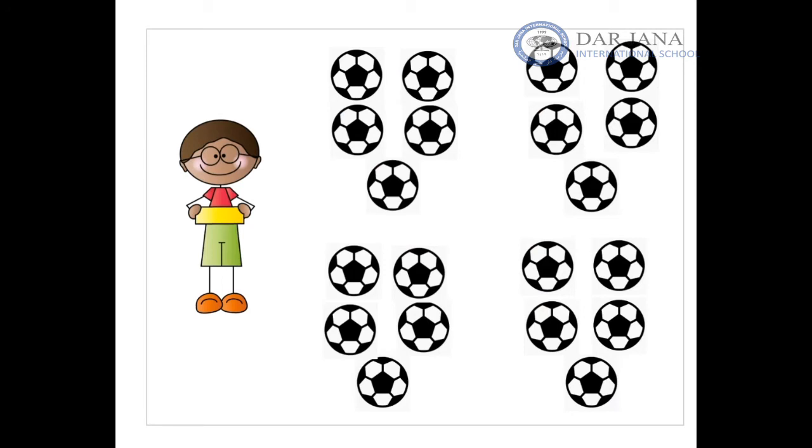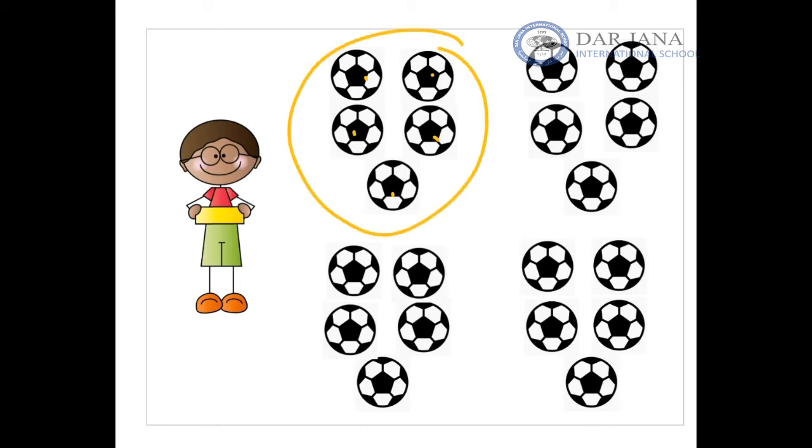I have 20 soccer footballs, and I want to put 5 footballs in one bag. So I want to share these footballs equally into different bags. I start, as I used to do before, by drawing. I have my total, 20 footballs. I start like this: 1, 2, 3, 4, 5.